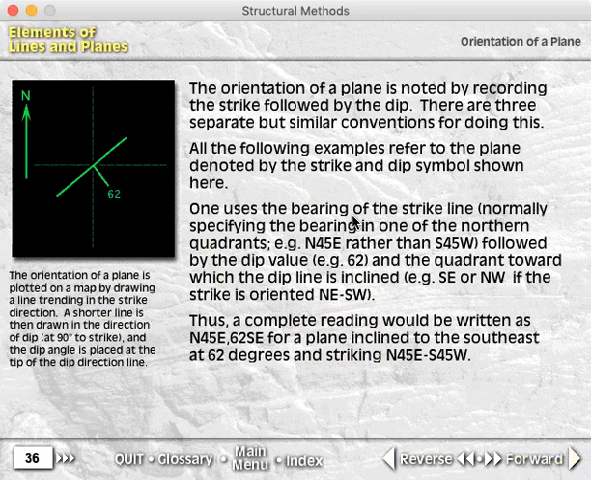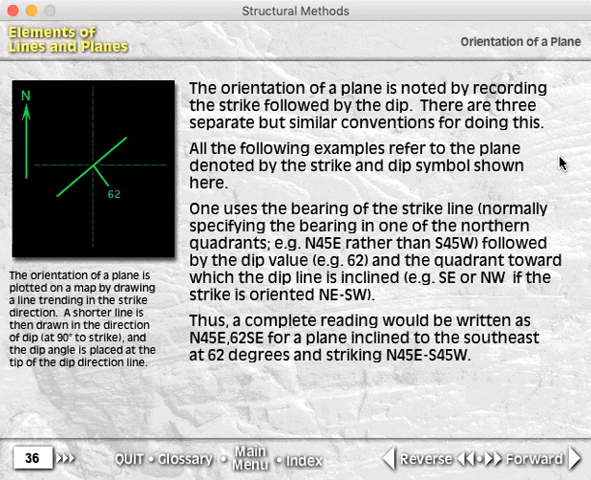One uses the bearing of the strike line, normally specifying the bearing in one of the northern quadrants. For example, north 45 east rather than south 45 west, followed by the value, for example 62, and the quadrant toward which the dip line is inclined, for example southeast or northwest if the strike is oriented northeast southwest. Thus, a complete reading would be written as north 45 east, 62 southeast for a plane inclined to the southeast at 62 degrees and striking north 45 east, south 45 west.